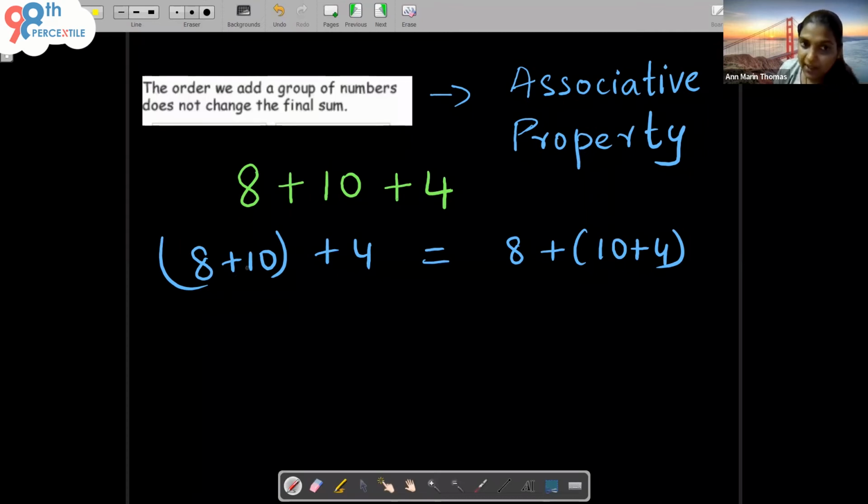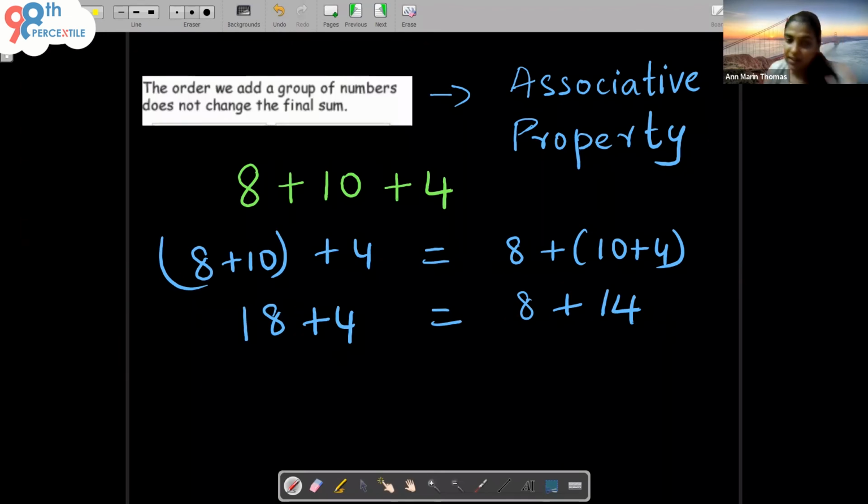So here, 8 plus 10 is 18, plus 4. On the other side, I have 8 plus 10 plus 4, which is 14 plus 8. 18, 19, 20, 21, 22. Excellent. 22 on this side. Now I have 14 plus 8: 14, 15, 16, 17, 18, 19, 20, 21, 22. Am I not getting the same answer?